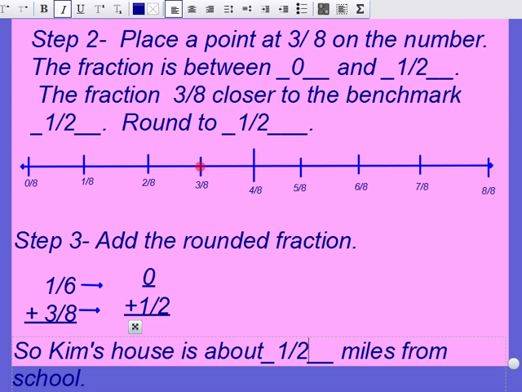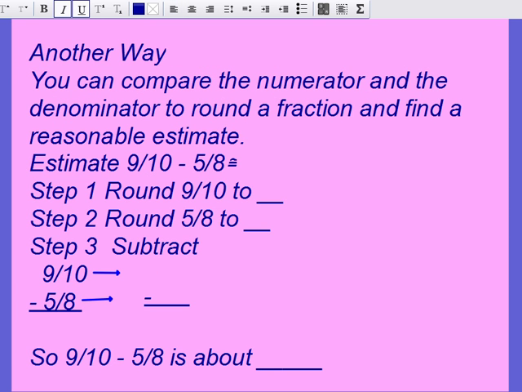Using the number line is one way. Another way is you can compare the numerator and the denominator to round a fraction and find the reasonable answer. So if I'm going to do that, I'm going to round 9/10, that's close to 1. If I round 5/8, well, 4/8 is half, so I'm going to say that's closest to 1/2.